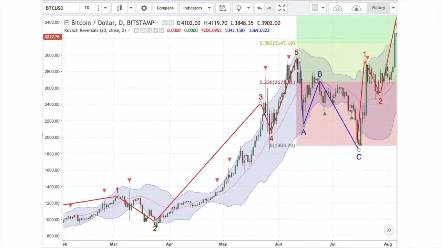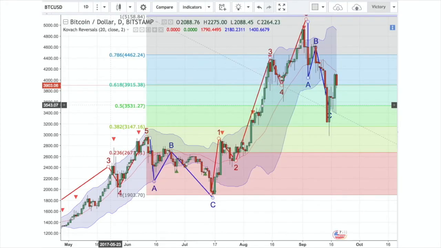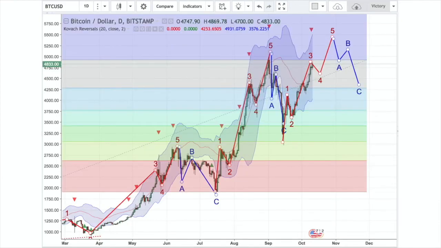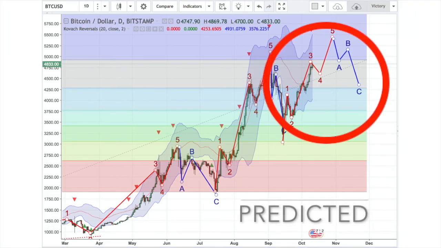Here we zoom in on the first 5-3 wave. Here we zoom in on the second. Observe how Bitcoin obeys the Fibonacci retracement levels. Here I can use Elliott wave combined with Fibonacci levels to determine where this asset might go in the future.